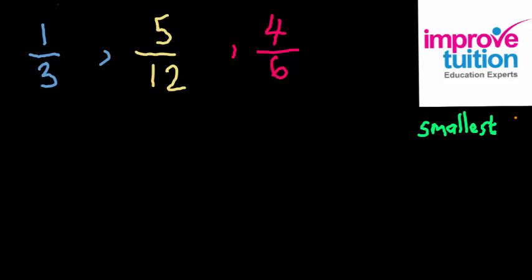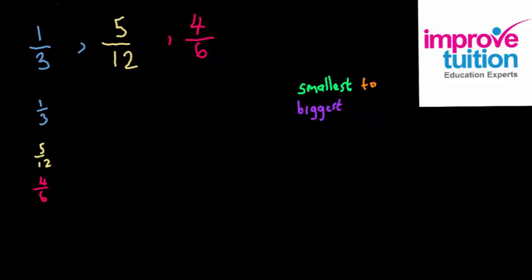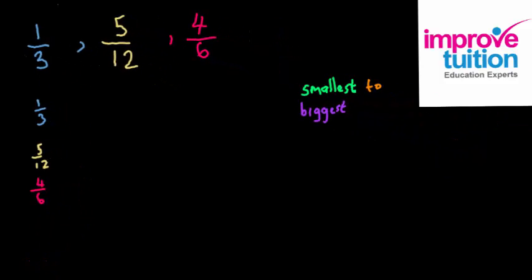So if we've got 1/3, 5/12 and 4/6, what we need to do is order them from the smallest to the largest, or from the smallest to the biggest. So we've got 1/3, 5/12 and 4/6. These are the 3 fractions we have, and we need to order them from the smallest to the biggest. So we need to list all the fractions, and I like to put them in a vertical way, and you'll see why in a moment.